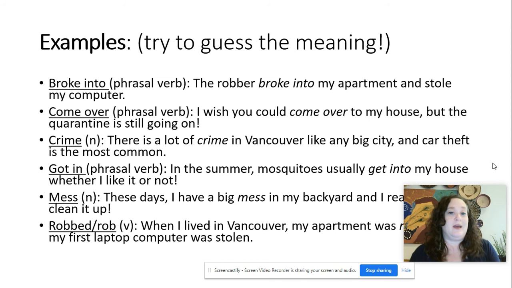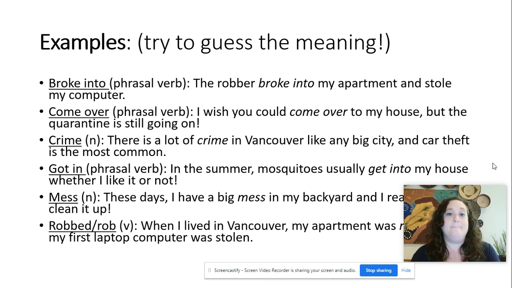Now you will notice in my example, I use the present tense form. In the summer, mosquitoes usually get into my house whether I like it or not. They can smell my sweet blood, and somehow mosquitoes get into my house all the time in the summer. So, what's the meaning, get in or got in? Got in is past tense. Okay, get into or get in, it's present tense.